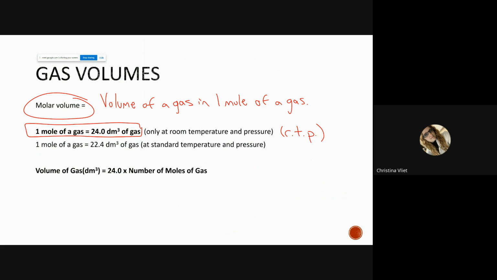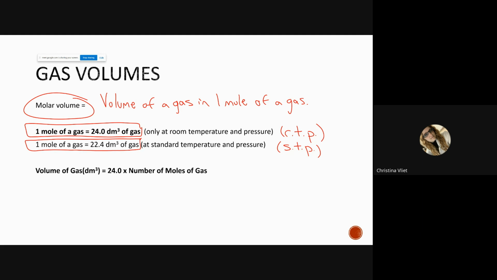RTP is slightly different, interestingly enough, than STP. And 1 mole of a gas fills 22.4 decimeters cubed of space at what we call STP. STP being standard temperature and pressure. Standard temperature and pressure is what's in a standardized book: a straight up 25 degrees Celsius, 1 atmosphere. Whereas room temperature and pressure is actual regular conditions. Like in an average room, what is the temperature?